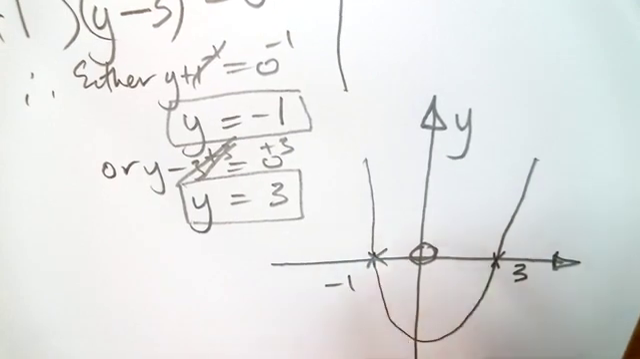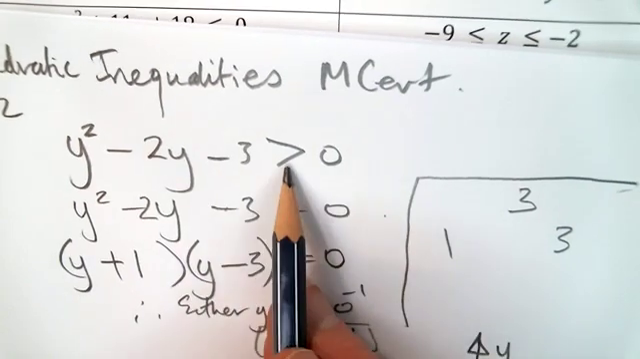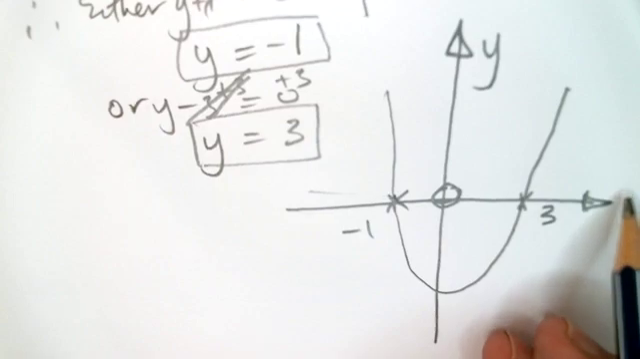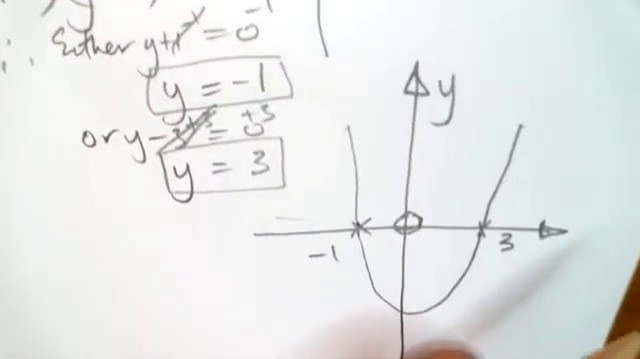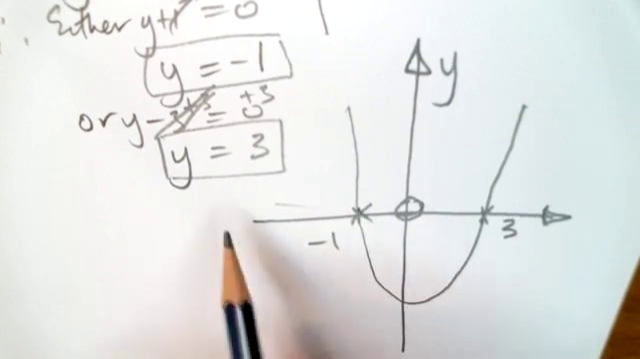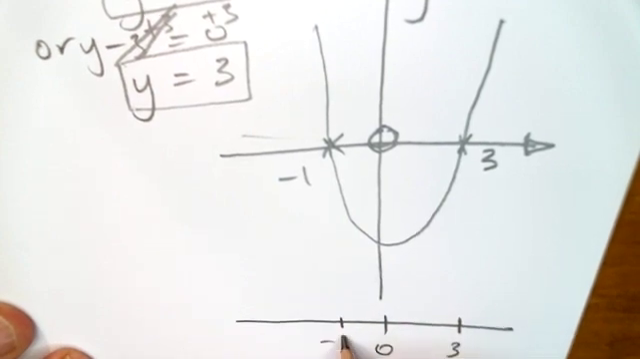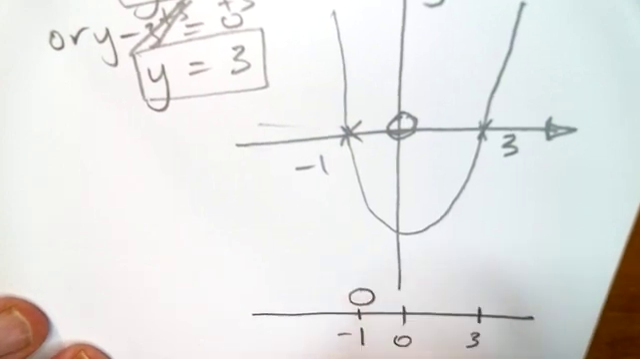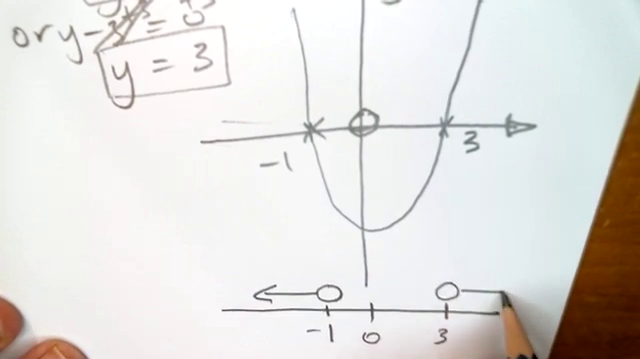So here are my two values, there and there. Now, because it is greater than 0, it's going to be the things on either side of those. And because it's not greater and equal, it's just greater, it's going to be everything but this point. So if I'm going to draw my number line, here's my number line, here's my 0 point, here's my plus 3, here's my negative 1. So it's not going to include this point. It's going to be everything that side. And it's not going to include this point. It's going to be everything that side.